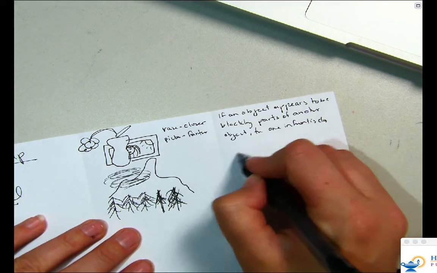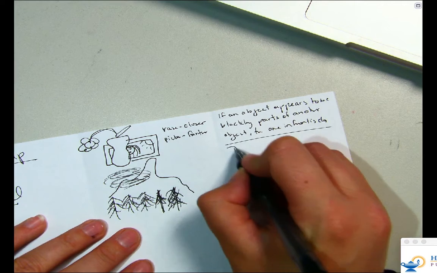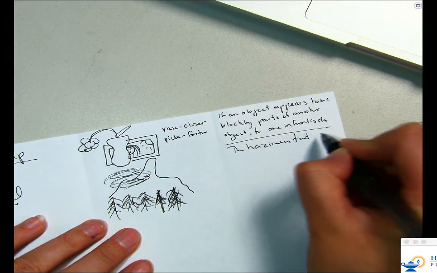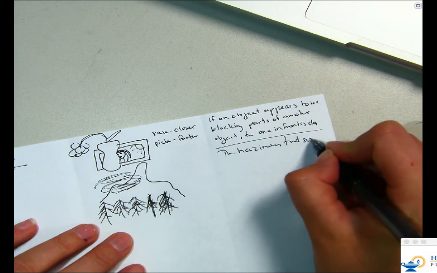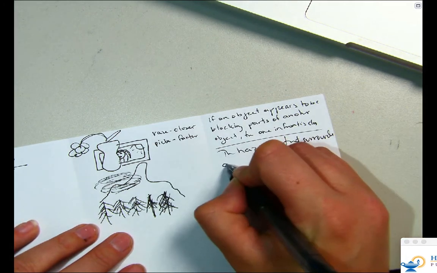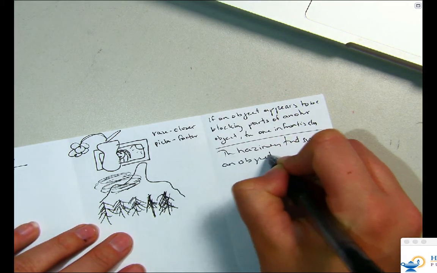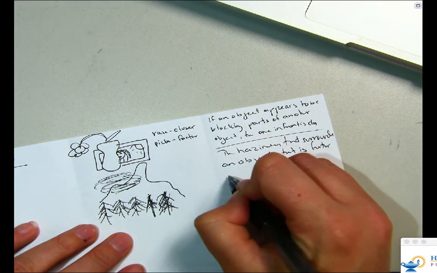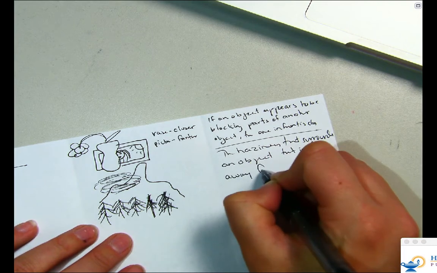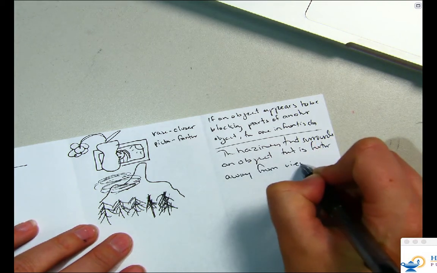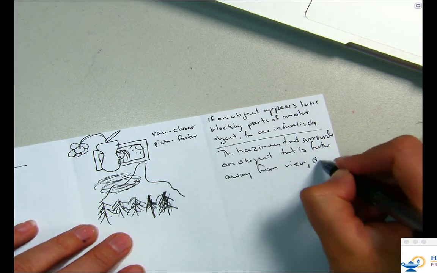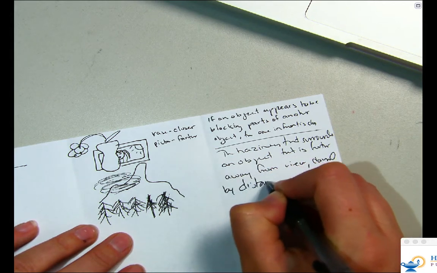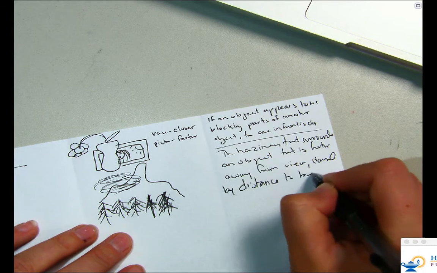So the haziness that surrounds an object that is further away from view, caused by distance, to be perceived as great.